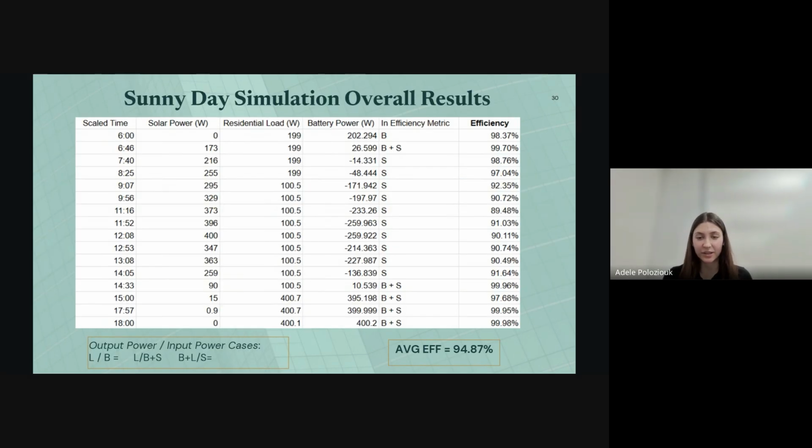Now let's take a look at the overall sunny day results. This had an overall efficiency of about 94%. Remembering the mission, which was how efficient a hybrid inverter can be under different solar conditions, in this case we're going to look at sunny and then cloudy. This table shows the overall amount of power at each of these times: the solar power, the residential load power required, and the battery power, whether it's sourcing or sinking. If it's sourcing, it's positive, that means it's discharging. And if it's negative, that means it's starting to charge.